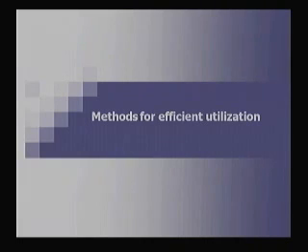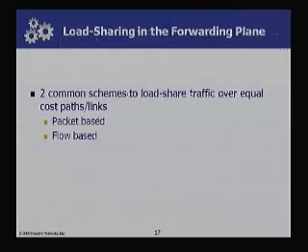Now that we have increased the capacity through ECMP and through link aggregation, how can I tune it so that all my traffic going over these paths is fairly well distributed among all these different equal cost paths? Firstly, there are two common schemes to load share traffic. One is packet based and one is flow based.